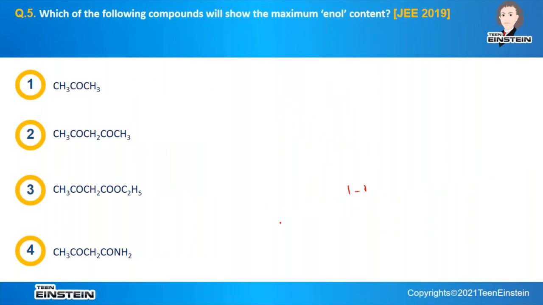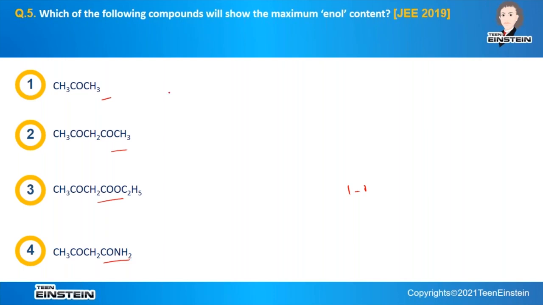Next, move on to the fifth question. Which of the following compounds will show the maximum enol content? So here they gave the options. One is acetone. This is acetyl acetone. The third option is ethyl acetoacetate. And the final one is an amide group, so CONH2, this is the amide group. So first we write down the keto-enol form.